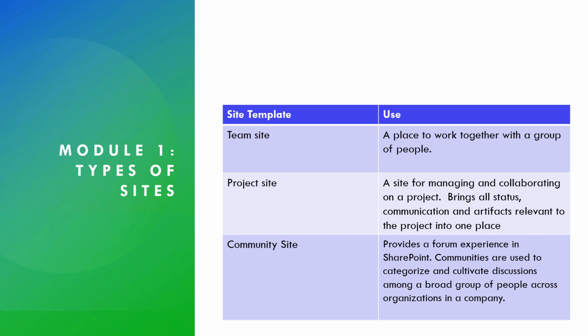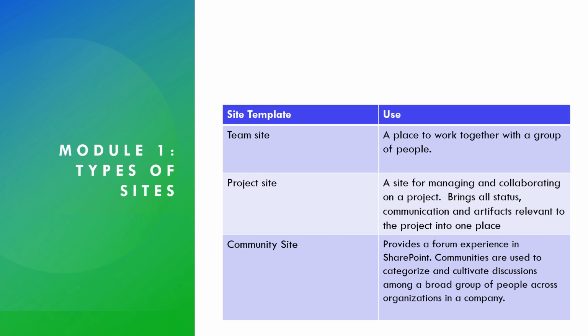There are basically 3 types of sites in SharePoint: team, project, and community. We'll be creating examples of all 3 during this course. So a team site is a place to work together with a group of people. A project site is more geared toward managing and collaborating on a specific project. It brings all the status, communication, and artifacts relevant to the project into one place. And then a community site is more of a forum experience in SharePoint.